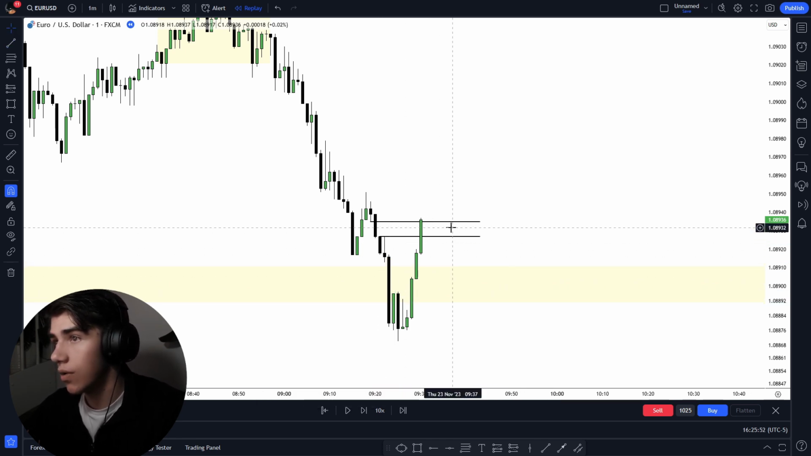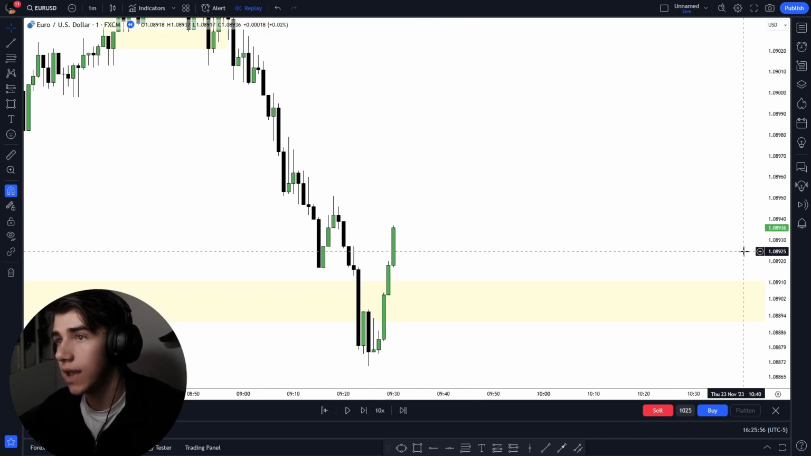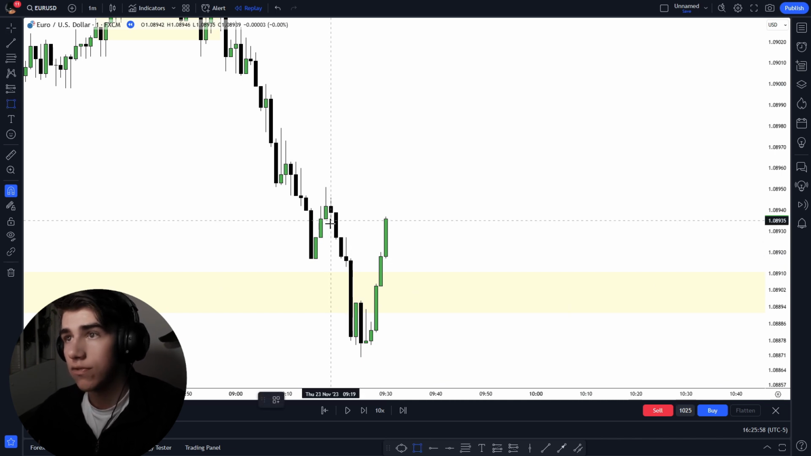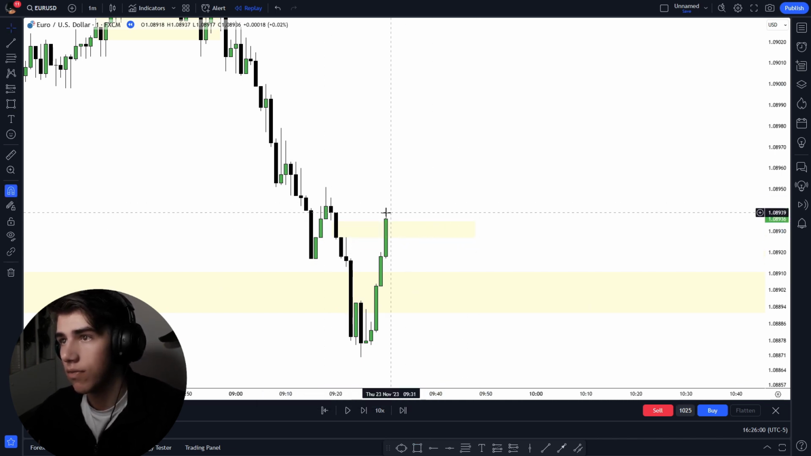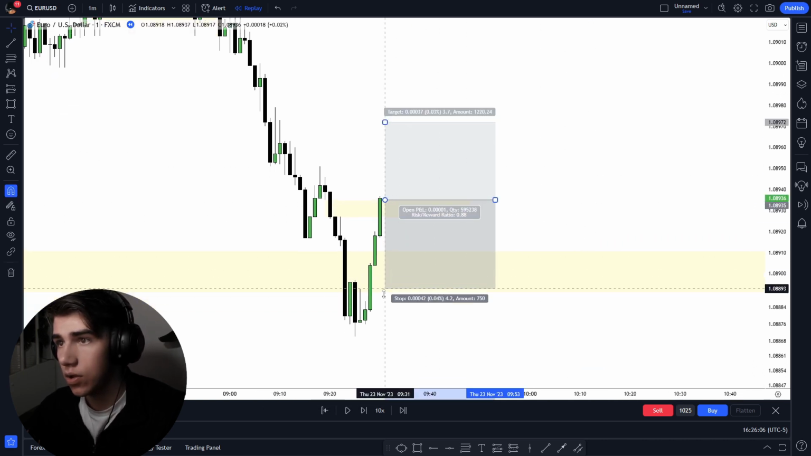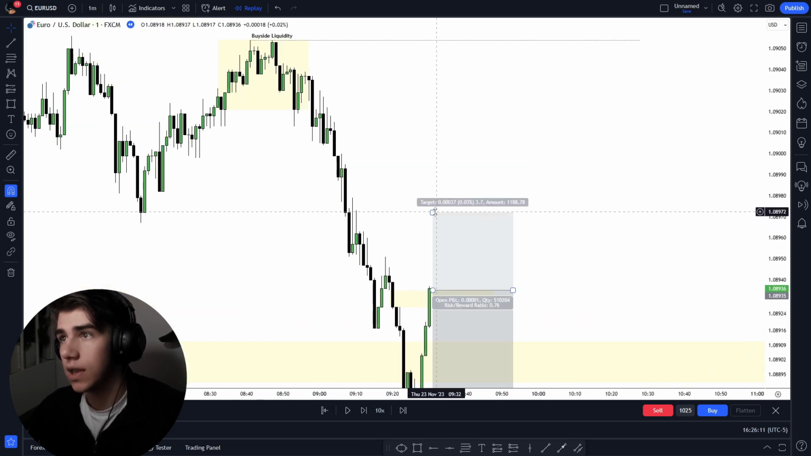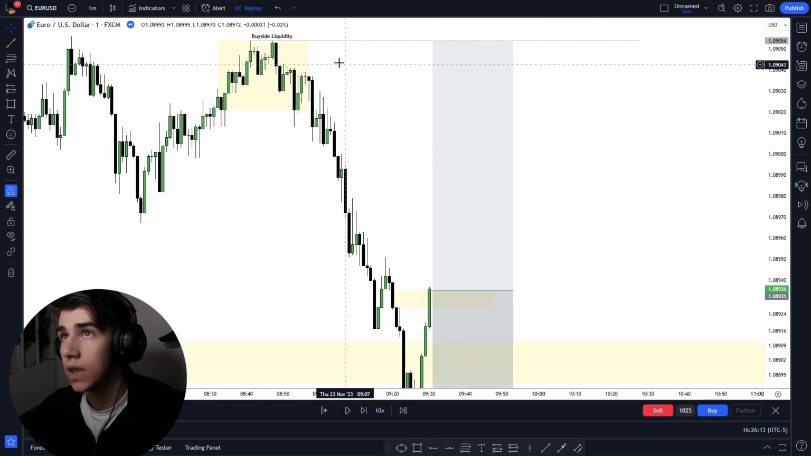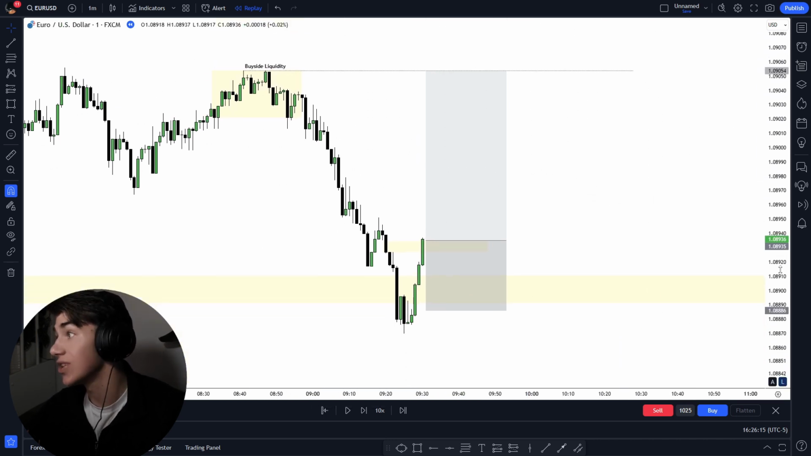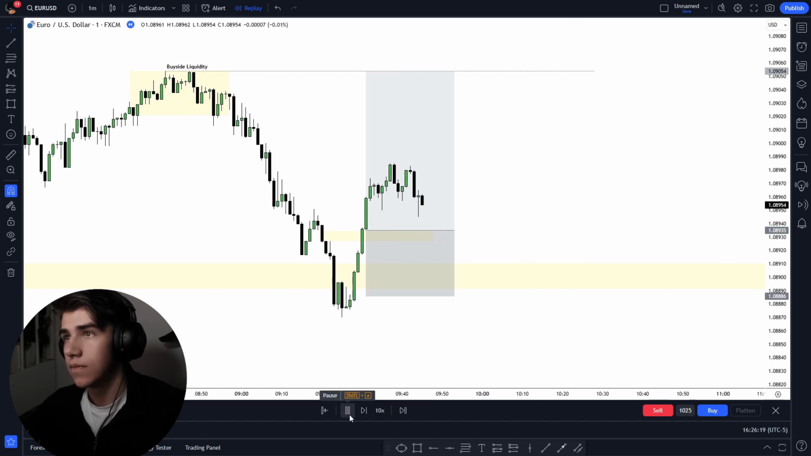So what I want to do now is look for an entry, preferably a fair value gap or an inversion fair value gap. So something that I would enter off of would be this right here. So we could place my long right there, maybe with my stop below that last fair value gap, targeting that buy side liquidity, the liquidity of that original consolidation. So let's see what happens.